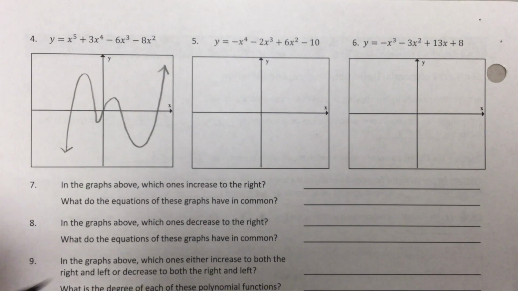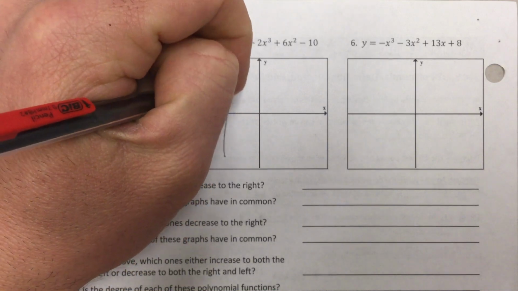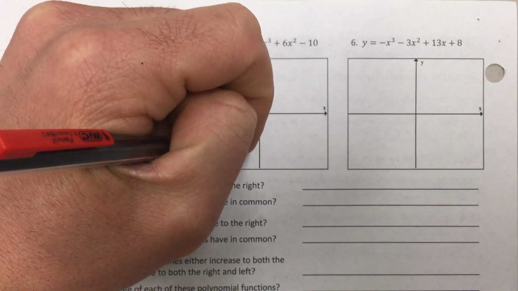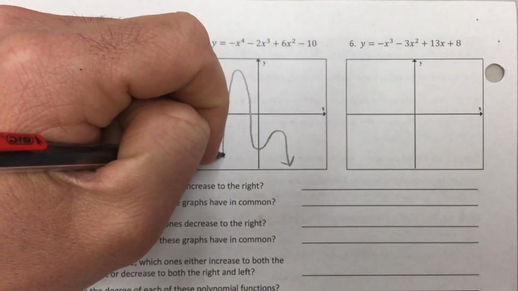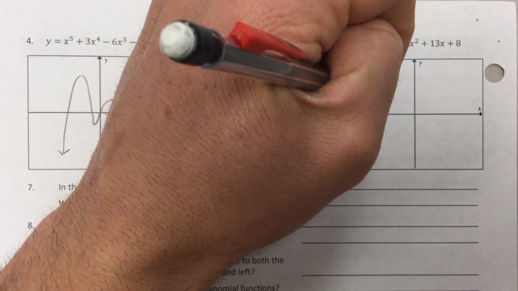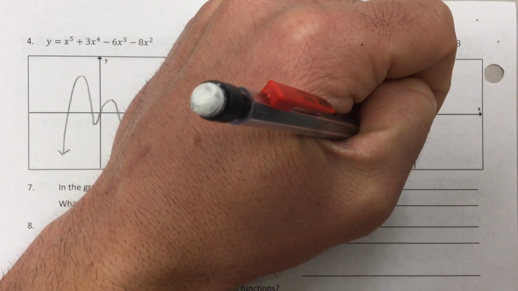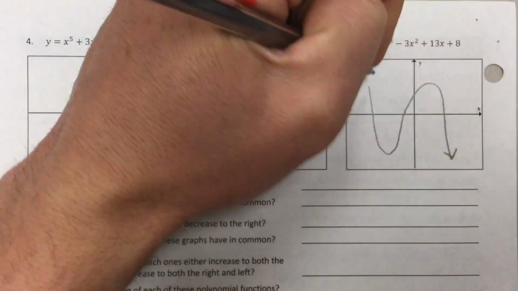For number 5, we're going to have almost like a parabola on the left side. It's going to come up and then go back down. And then for 6, cross 2 times on the negative x side and then 1 time on the positive x side.